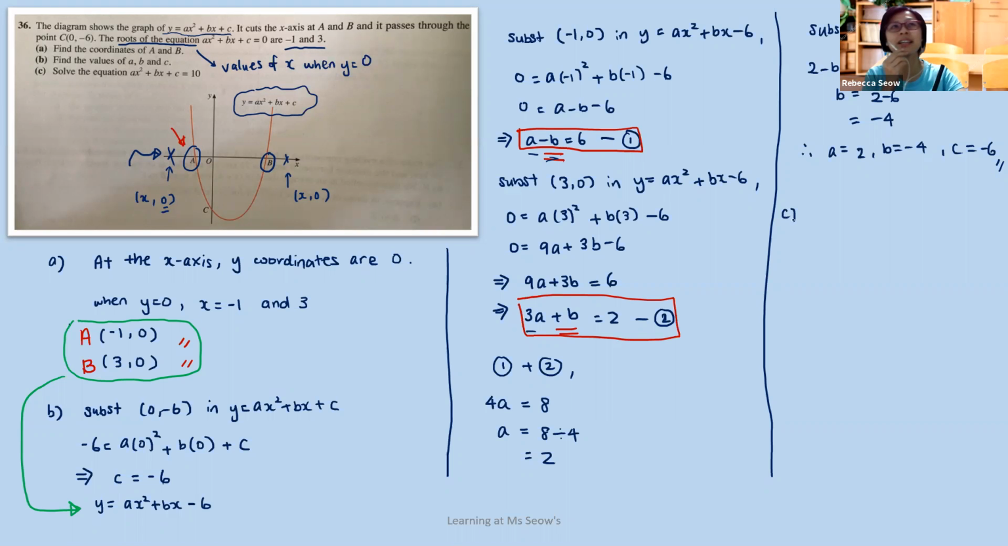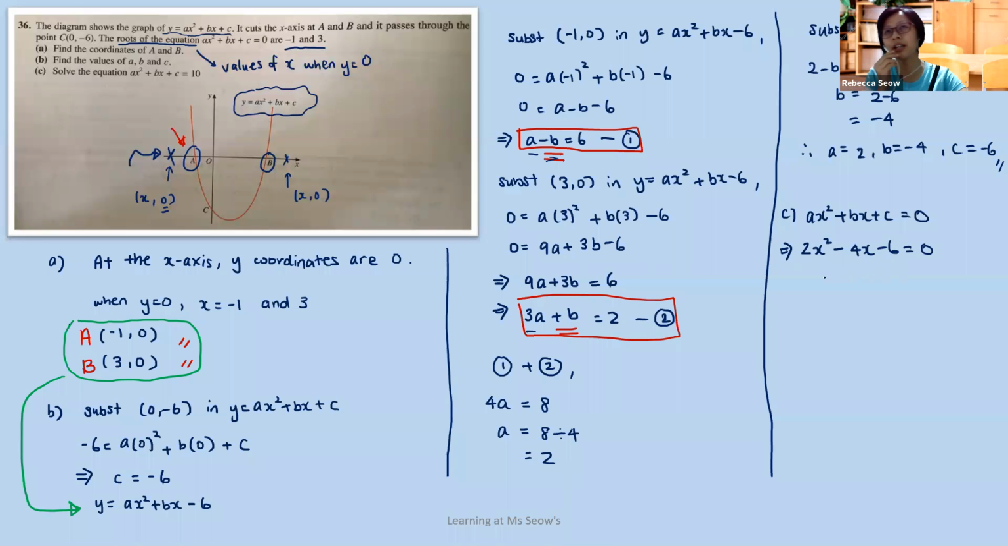Okay, now part C. Solve the equation ax squared plus bx plus c equals to 0. This is probably the most straightforward part of the question, since you already know what a, b, and c are. So I'll just put down the equation, and I'm going to sub in the values of a, b, and c. So this implies that it is 2x squared minus 4x minus 6 equals to 0.